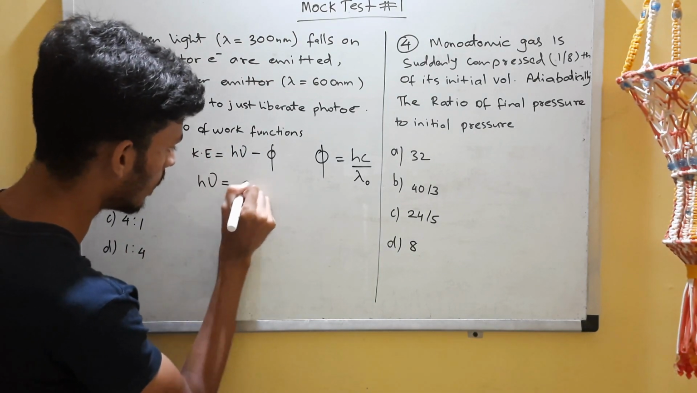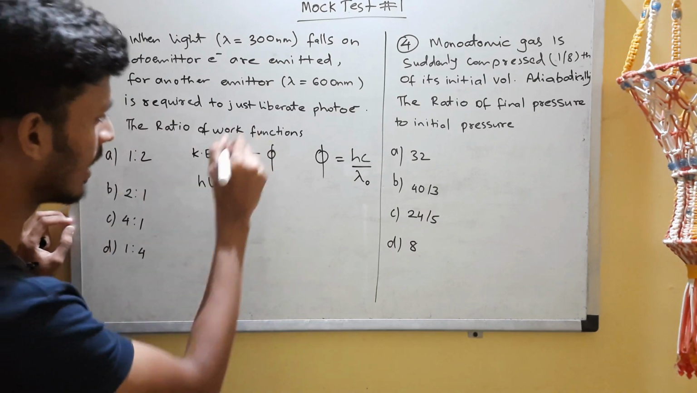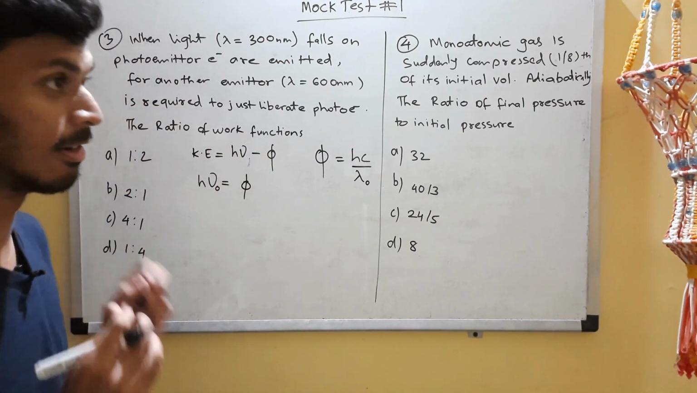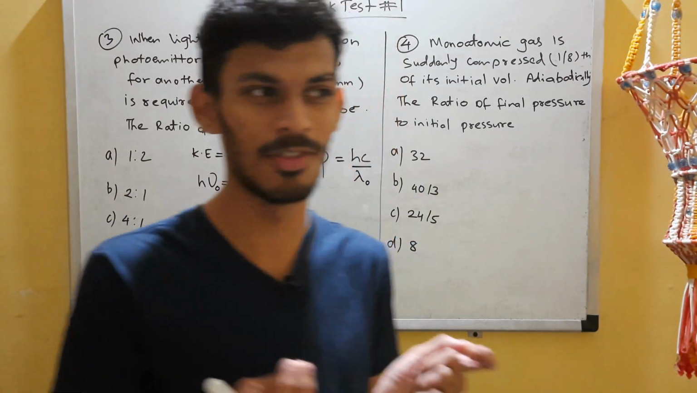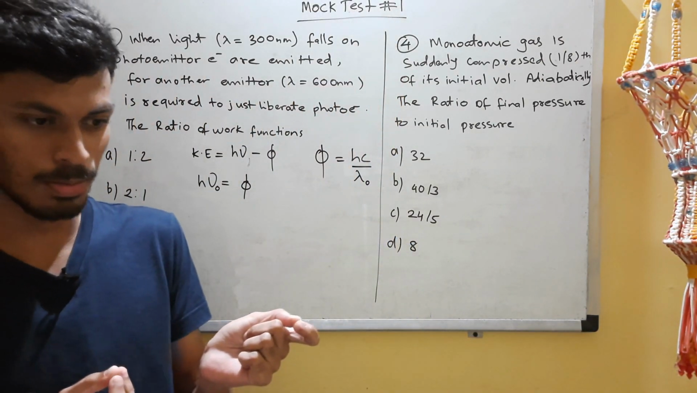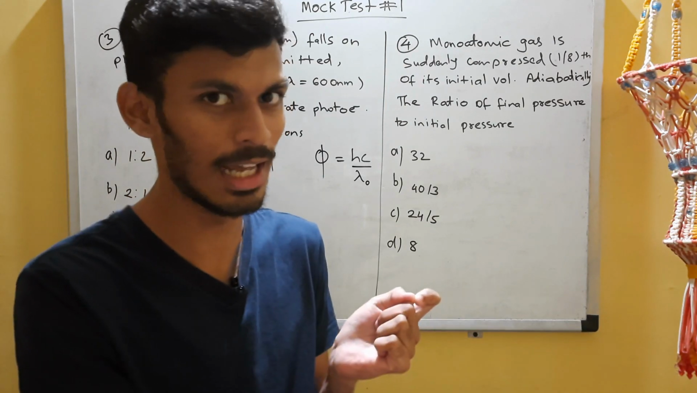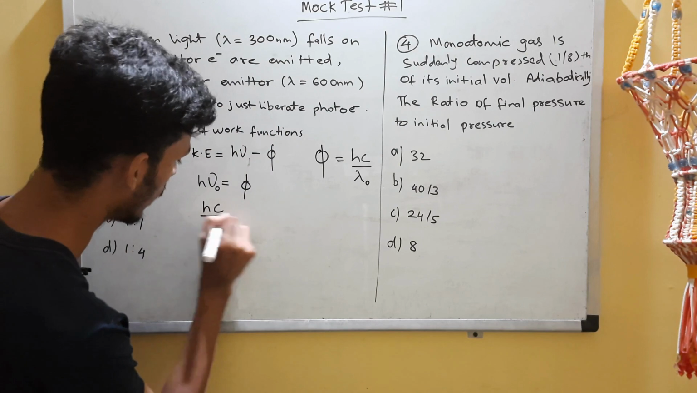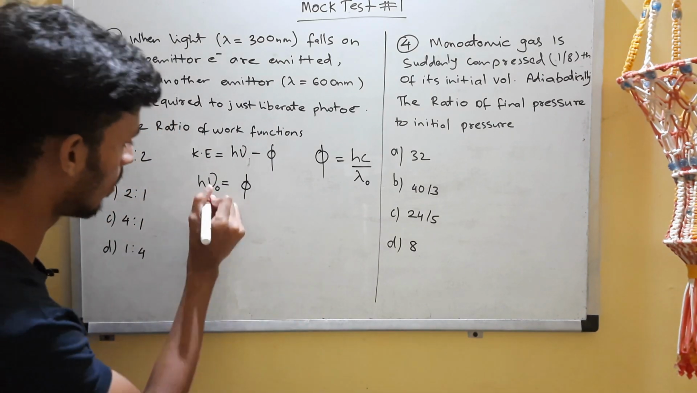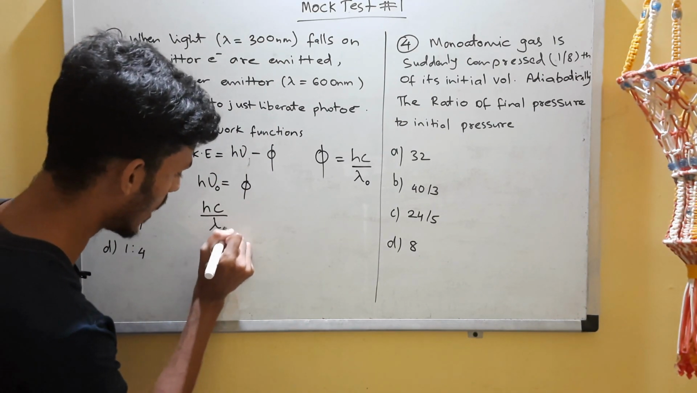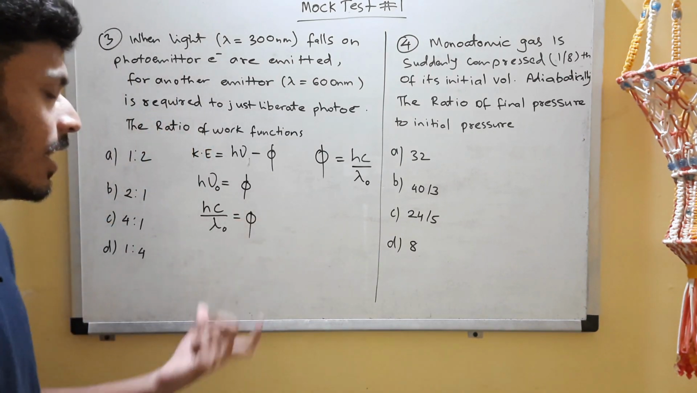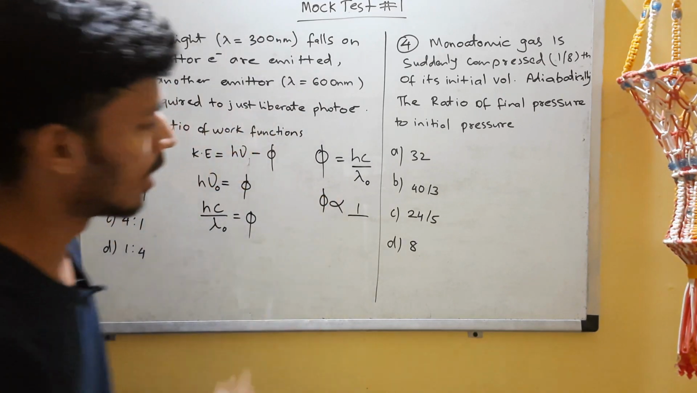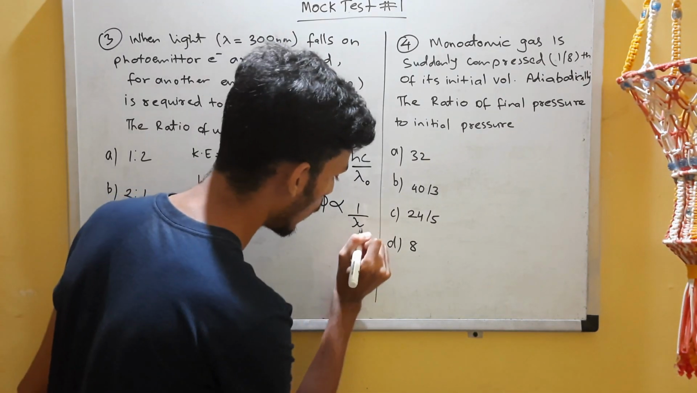So h nu becomes equal to phi, and in this case this nu will be nu naught, the threshold frequency, the minimum frequency that is required to push out an electron, just to liberate an electron with zero kinetic energy. Or you can write the frequency as c by lambda, in this case c by lambda naught. So basically it's the same thing. You can directly see the relationship between your work function and threshold wavelength.